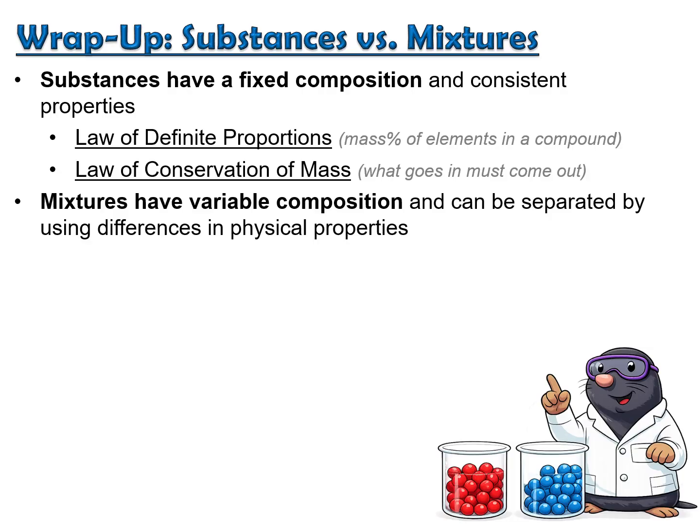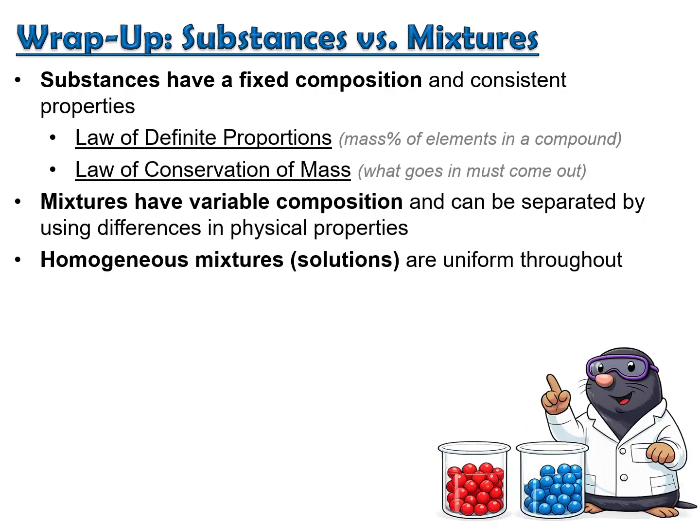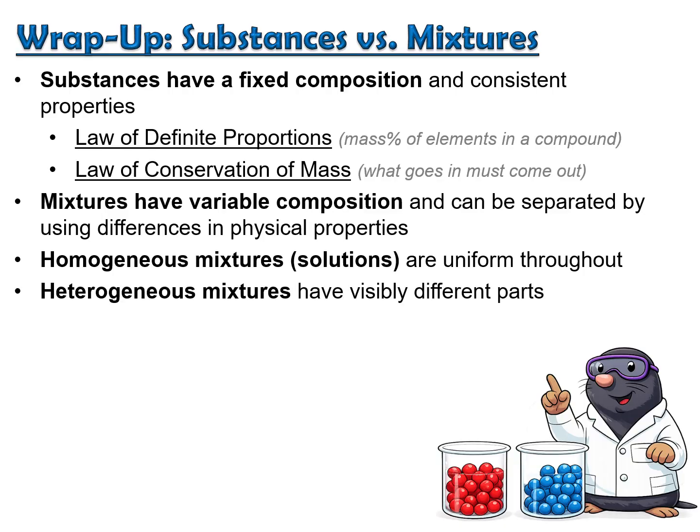Unlike substances, mixtures have a variable composition, which means that they're not chemically combined. So we can separate the mixtures into their component parts by using differences in physical properties. There are two different types of mixtures. We have homogeneous mixtures, which are also called solutions, and they look to be one substance, even though they are actually a mixture. And then heterogeneous mixtures, you can see the different parts. It can be something like oil and water, where you can see the oil floating on top of the water because they won't mix.